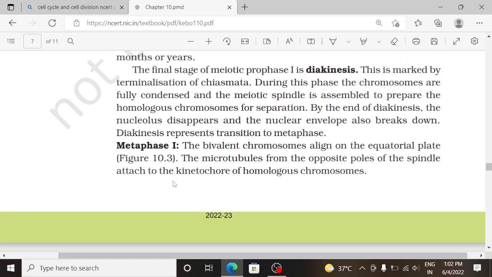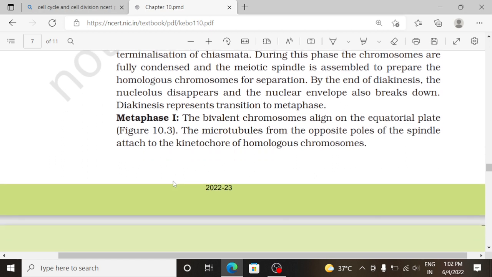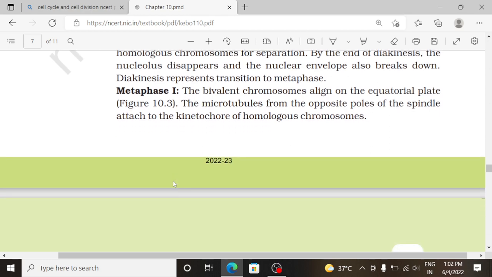Metaphase 1. The bivalent chromosomes align on the equatorial plate. The microtubules from the opposite poles of the spindle attach to the kinetochores of homologous chromosomes.